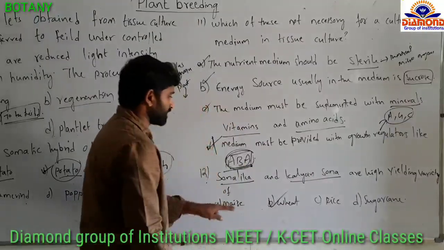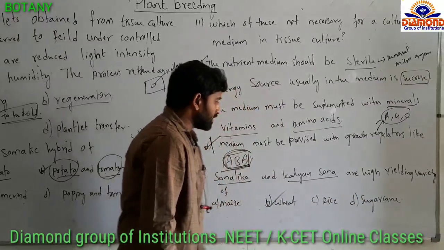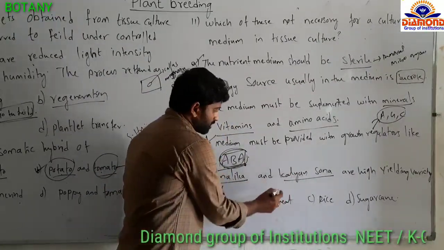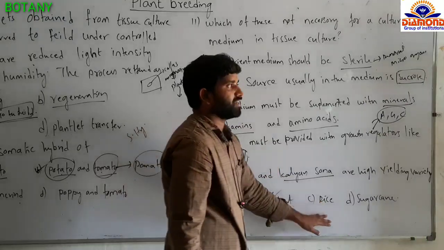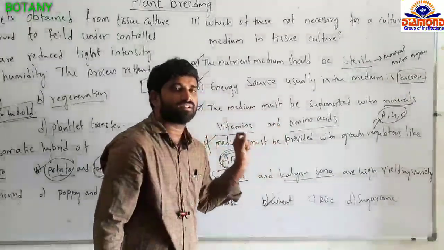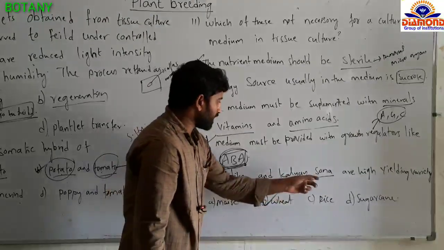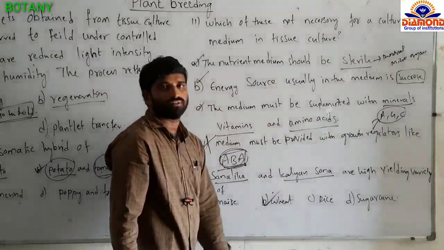They are given as options: maize, rice and sugarcane. Out of the four options, the correct answer is wheat, as Sonalika and Kalyan Sona both are wheat varieties only. In the same way, the high yielding semi-dwarf varieties of rice are Jaya and Ratna. So here they asked about Kalyan Sona and Sonalika, which belong to the wheat variety only.